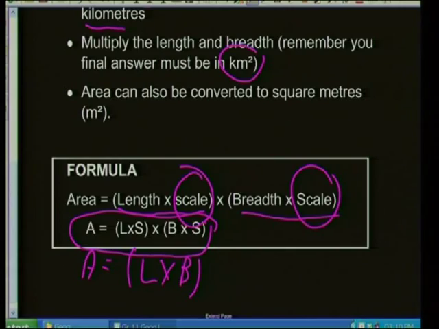Another thing is, which is the length, which is the breadth. The longer one is always the length and the shorter one is the breadth. Don't forget that. So that's how it's easy. No matter which way it sits, longer one length, shorter one breadth.